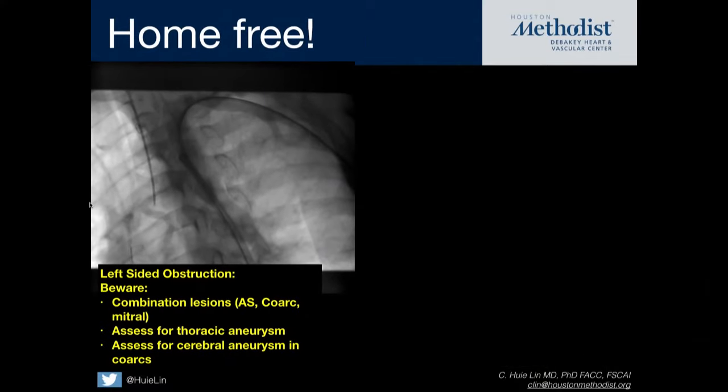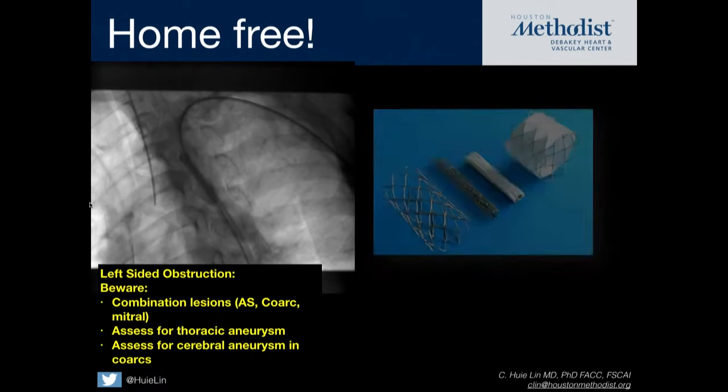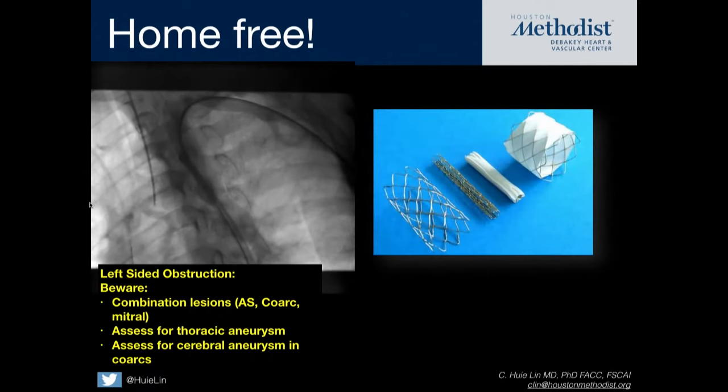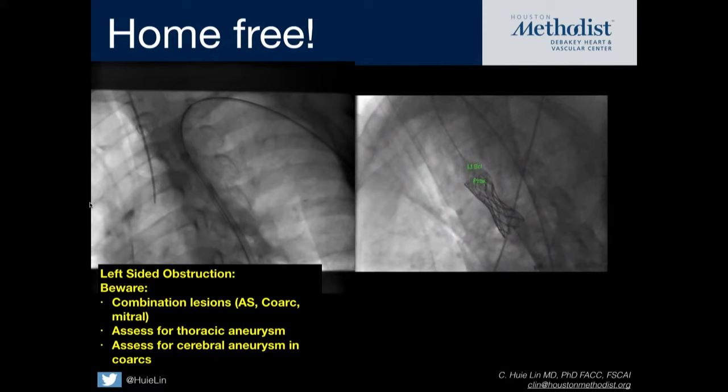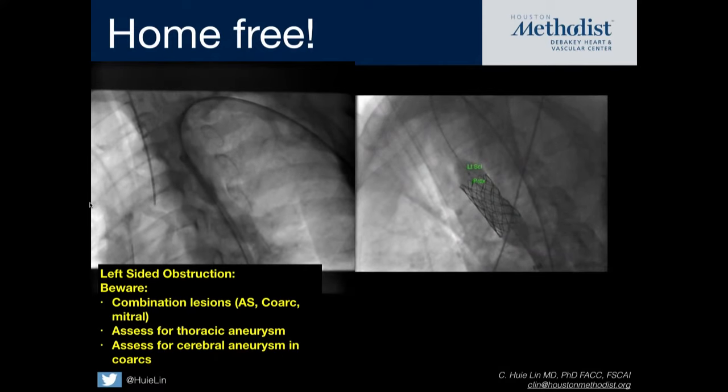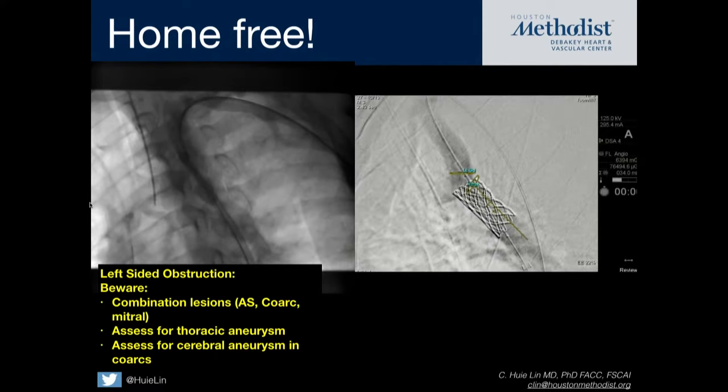And then once we get across with the wire, we can put the sheath across. And that pretty much sets us home free. We take this covered stent and implant it successfully. And we've completely recanalized the thoracic aorta.